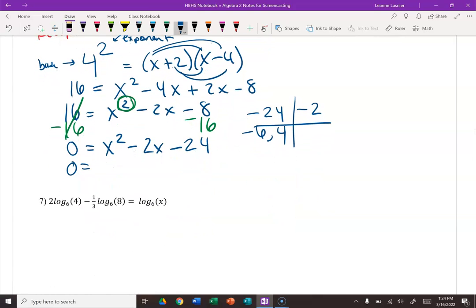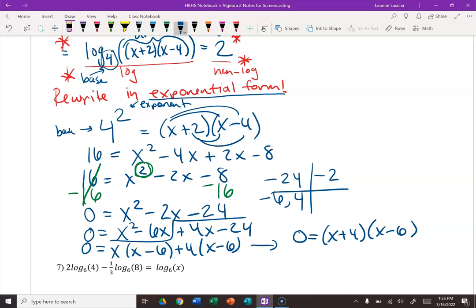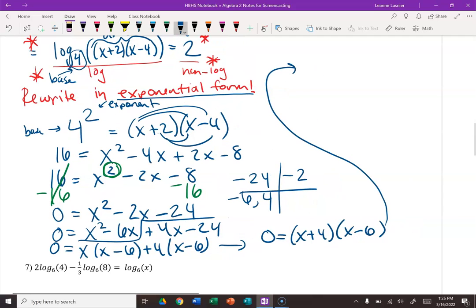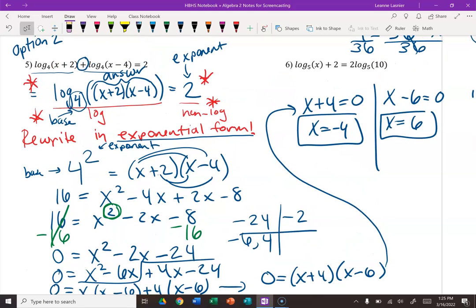So if I split up that middle term and factored, then I get here 0 is equal to x plus 4 times x minus 6. So my two solutions at first, here, let's go up here. I have one solution where x plus 4 is 0, and then that would give me an answer of negative 4. And then I have another solution where x minus 6 equals 0, and then that would give me x equals 6. But let's check and see if I'm allowed to plug these values in.